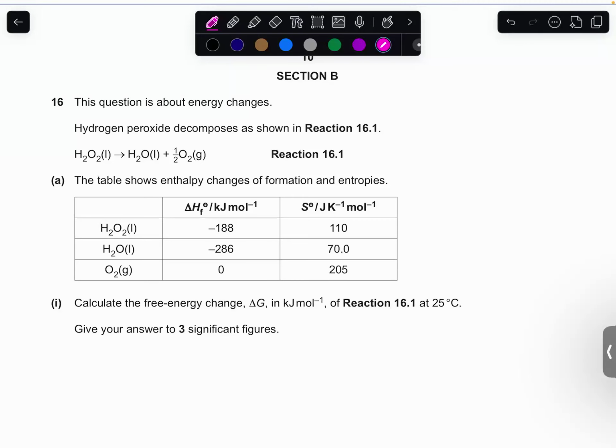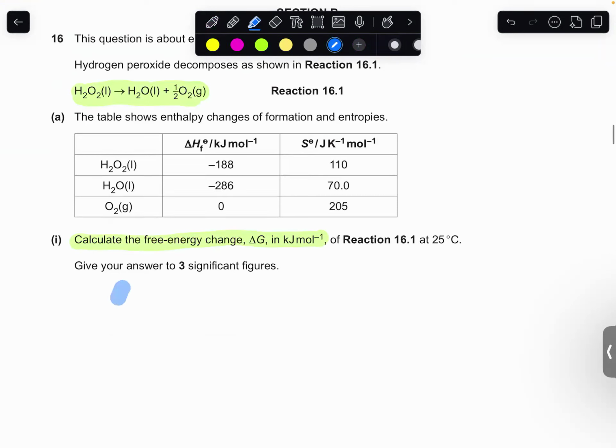We're looking at question 16, June 2024 paper. In this question, you're given a reaction of the decomposition of hydrogen peroxide. And it's asking you to calculate the free energy, or delta G, in kilojoules per mole. You see, for this question, delta G is equal to delta H minus T delta S.